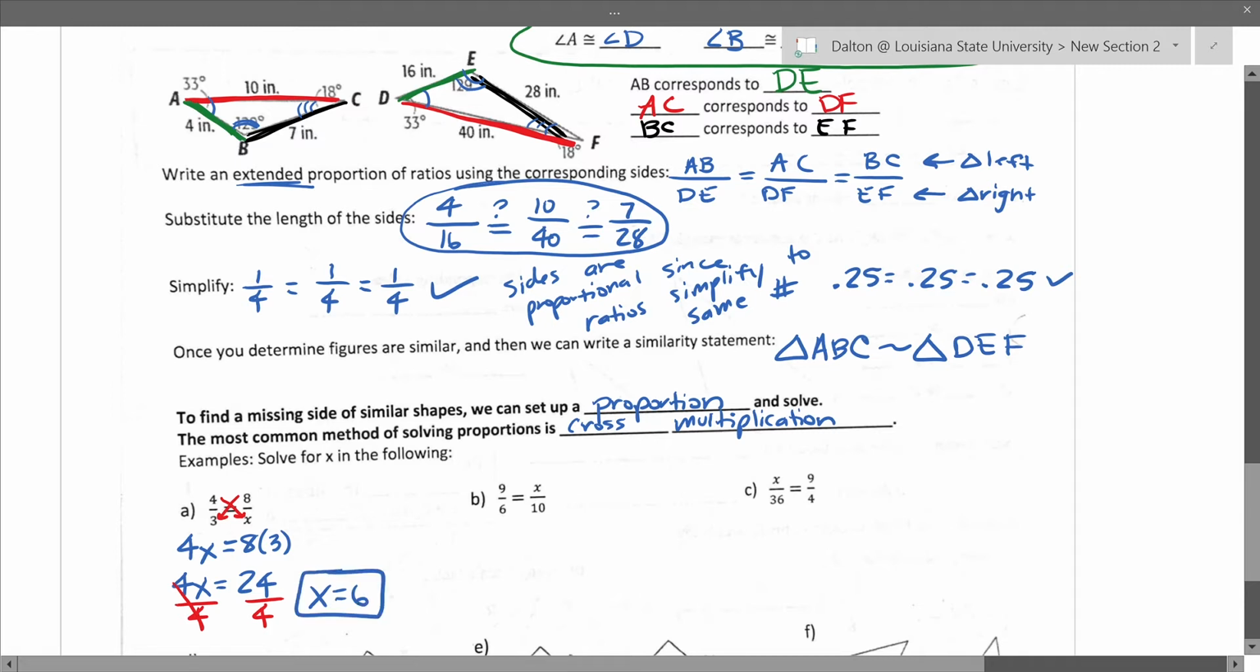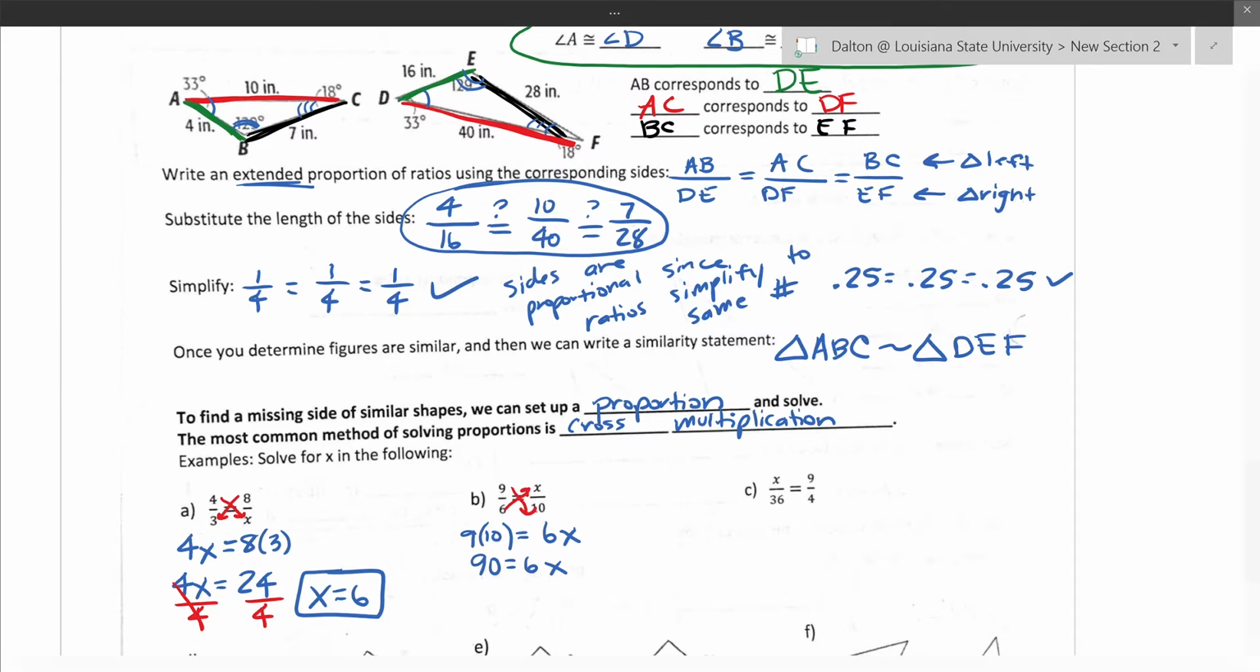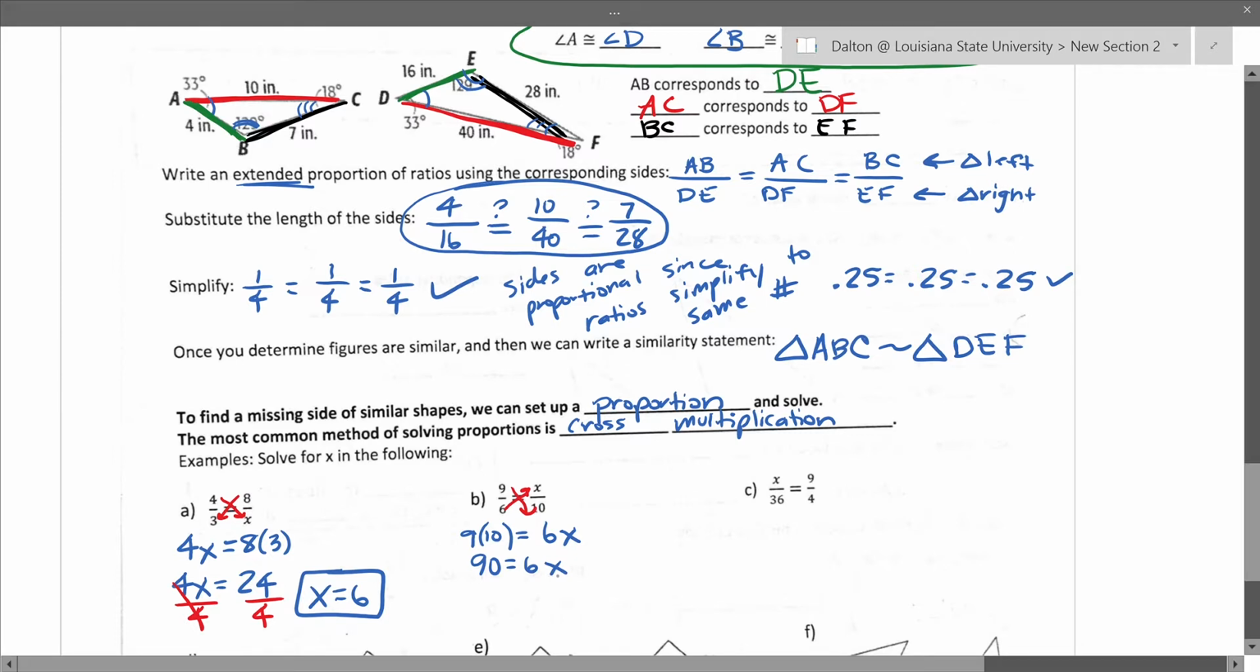For example B, let's cross multiply again. So if I multiply 9 times 10 and 6 times x, then I get 9 times 10 equals 6x. 9 times 10 is 90 equals 6x. And again, to get x alone, I'm going to divide both sides by 6. And then if I divide 90 divided by 6, I get x is equal to 15.